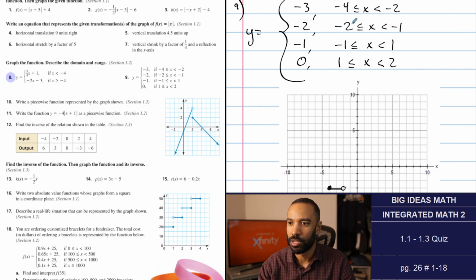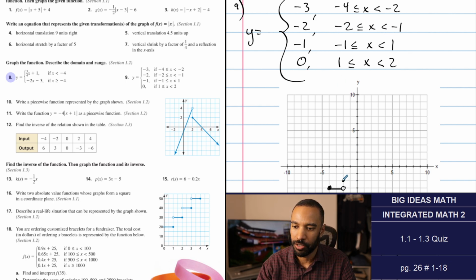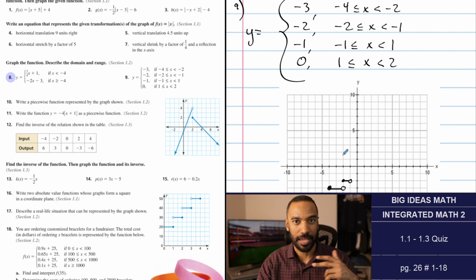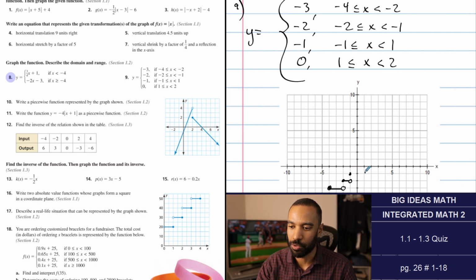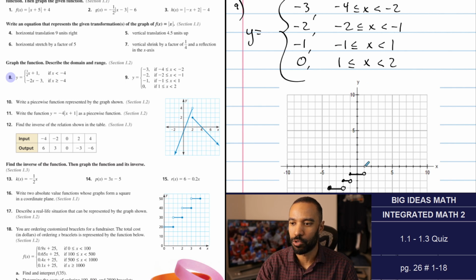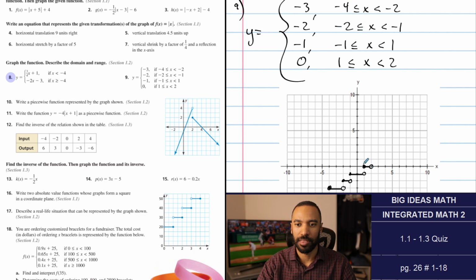y equals negative 2 between negative 2 and negative 1. Here's negative 2. Here's negative 1. Here is y equals negative 2. It's that straight line, going just like that. These are step functions, where it's just going to be kind of a step ladder, up and up. y equals negative 1 between x equals negative 1 and x equals positive 1. And then y equals 0 between x equals positive 1 and x equals positive 2. Closed circle here, open circle here. And we sketch right there.